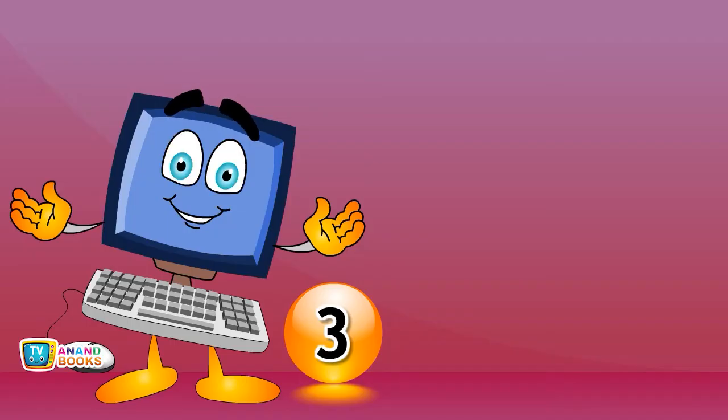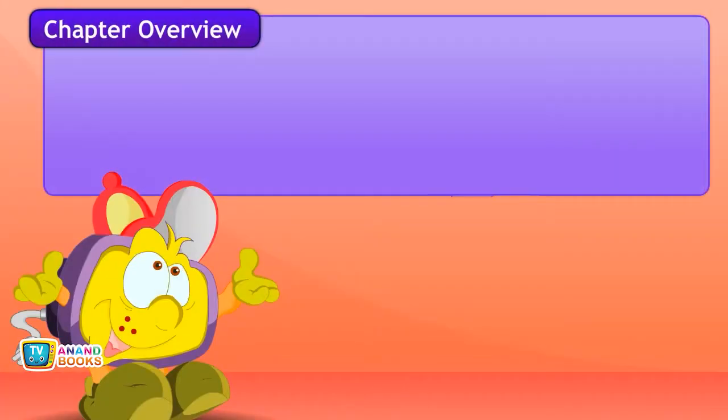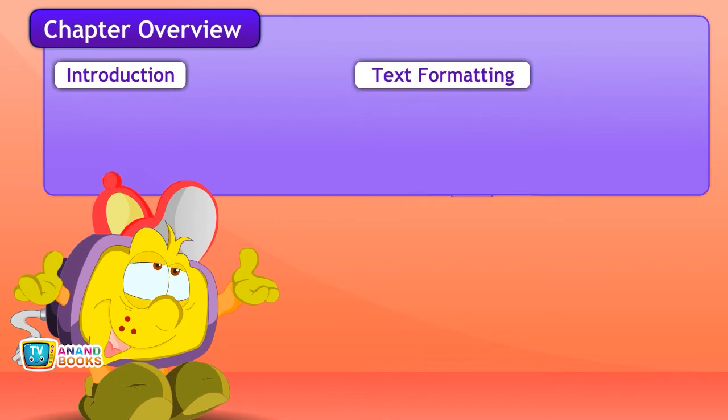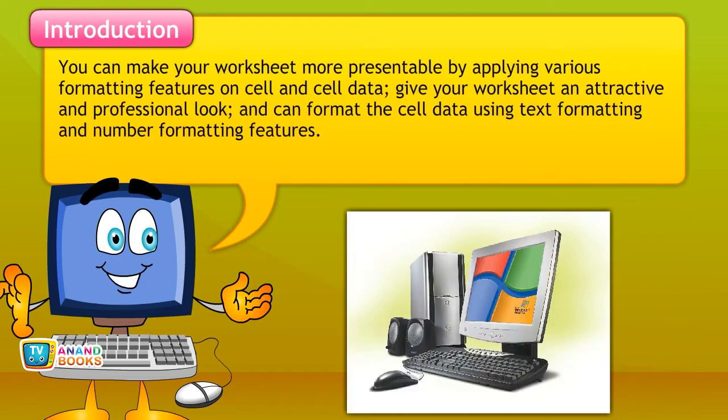Chapter 3. Formatting Excel Worksheet. Chapter Overview. Introduction. Text formatting. Number formatting. Introduction. You can make your worksheet more presentable by applying various formatting features on cells and cell data. To give your worksheet an attractive and professional look, you can format the cell data using text formatting and number formatting features.